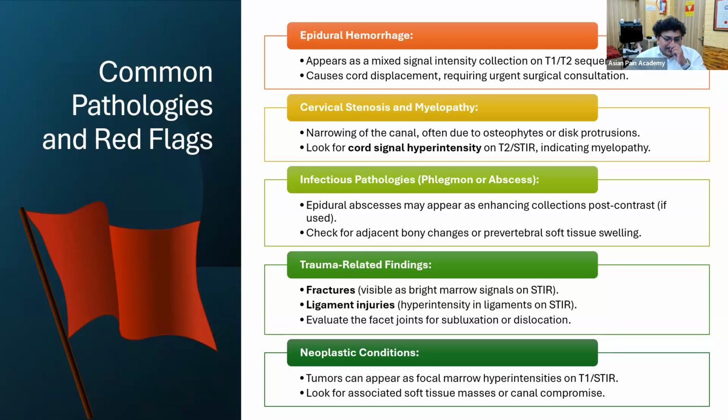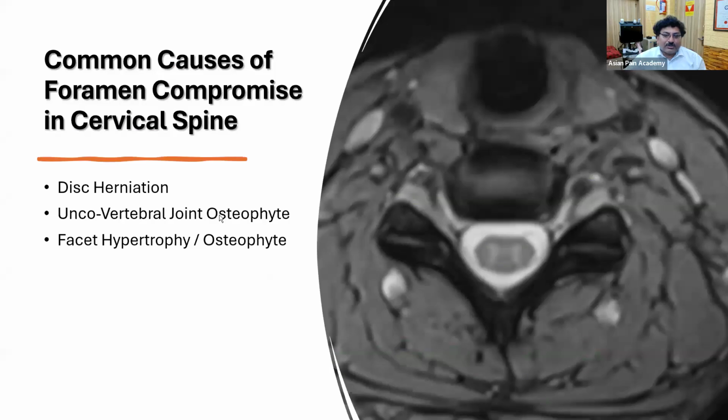For the trauma related issues, look for the fracture, look for the ligament injuries and evaluate the facets for subluxation or dislocation. In neoplasm, tumors can appear as a focal marrow hyperintensity on T1 or STIR. Look for the associated soft tissue masses and the canal compromise.